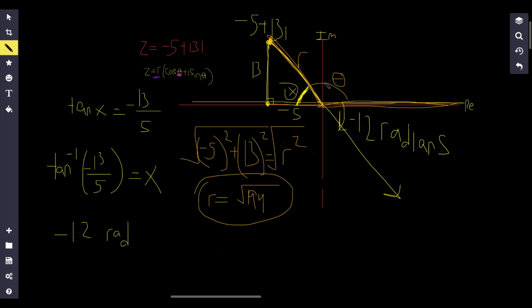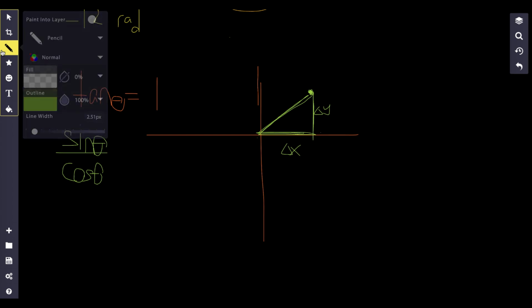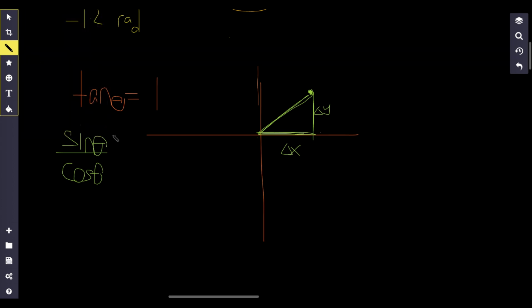So how can we solve for theta if we're not even given our angle when we do our inverse tangent, right? Why does it give me another answer? So think about it like this. Tangent of theta represents sine of theta over cosine of theta. Tangent's equal to sine over cosine, right?